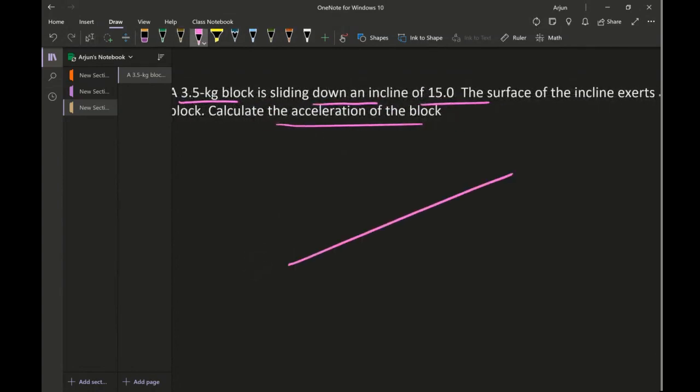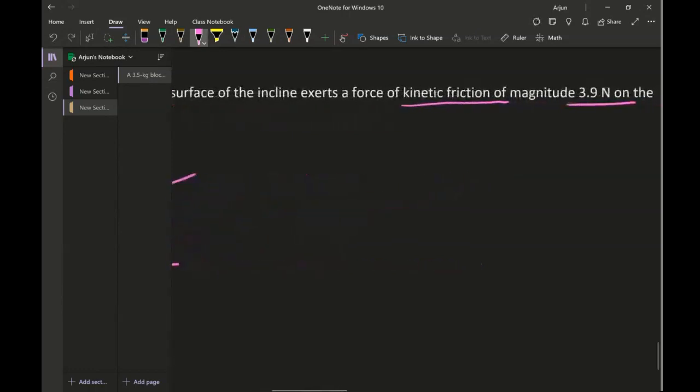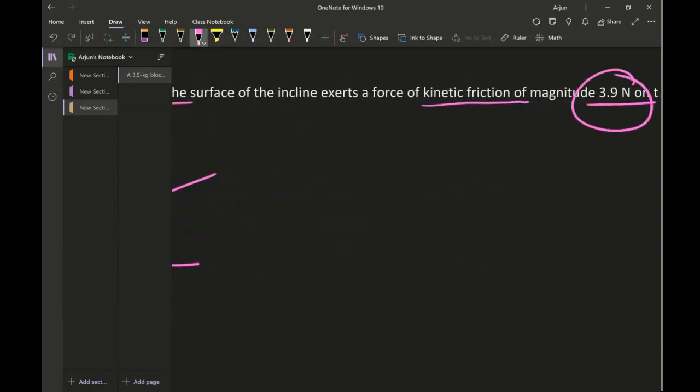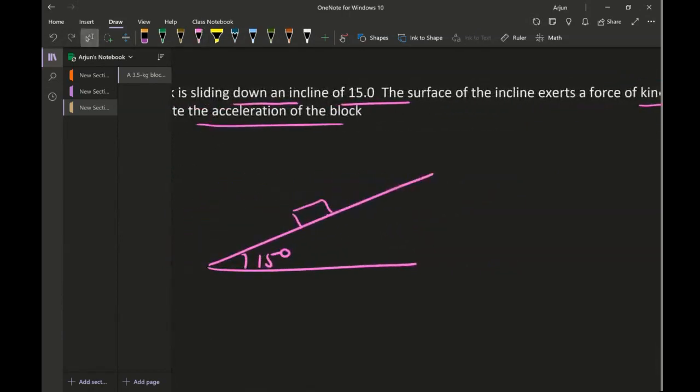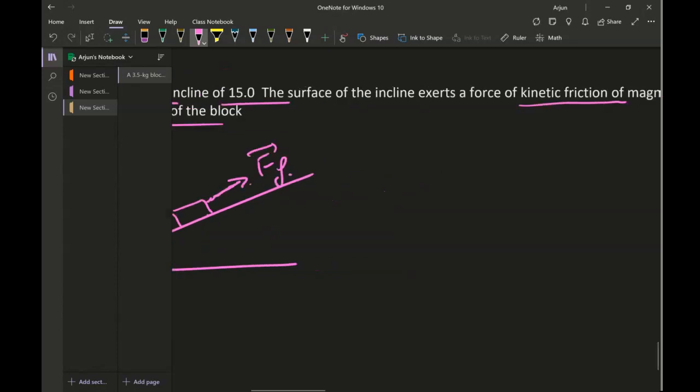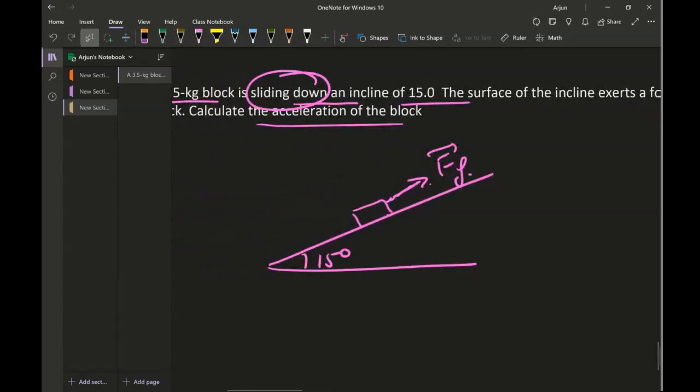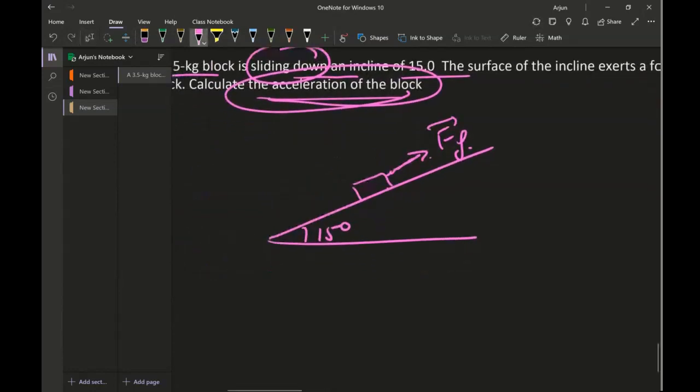So there's a 3.5 kg block which is placed on an inclined plane, and the inclination is 15 degrees. And what else is given to us? There is a 3.9 Newton kinetic frictional force acting on it. The frictional force will be in the opposite direction because it is sliding down, so the frictional force will be upwards. And we want to find out the acceleration of the block. That's what we are looking for.